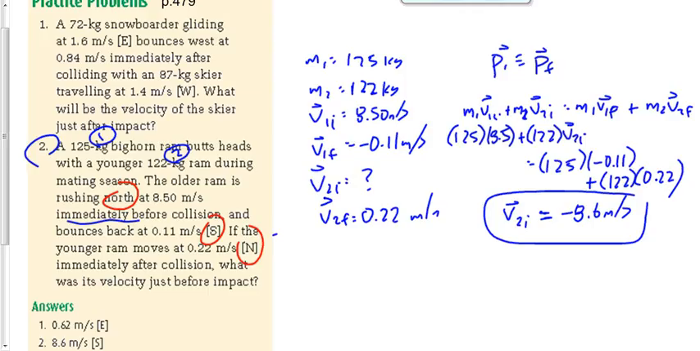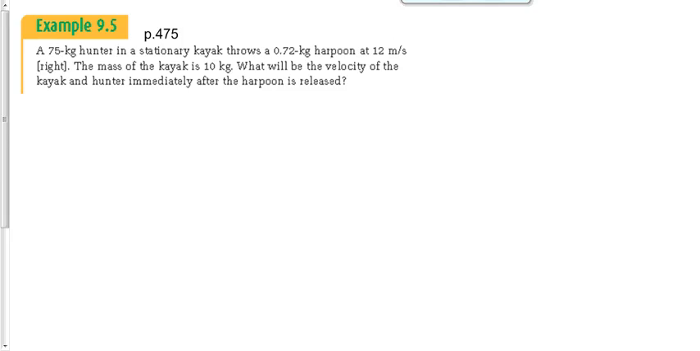Let's do another one here before we decide on the quiz. It says a 75 kilogram hunter in a stationary kayak throws a 0.72 kilogram harpoon at 12 meters per second to the right. The mass of the kayak is 10 kilograms. What will be the velocity of the kayak and hunter immediately after the harpoon is released?